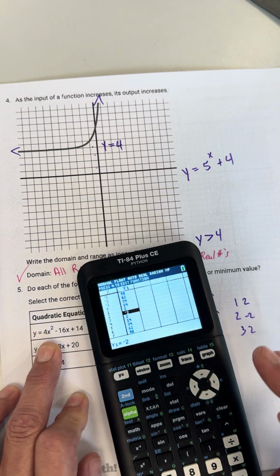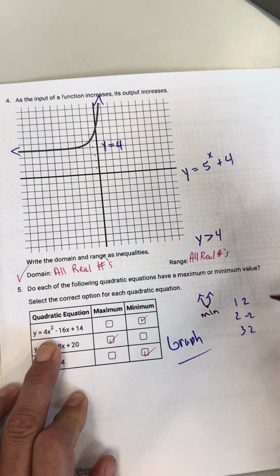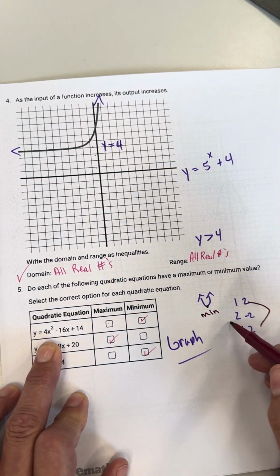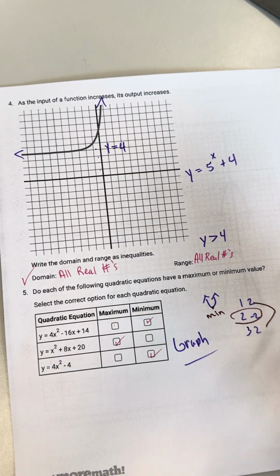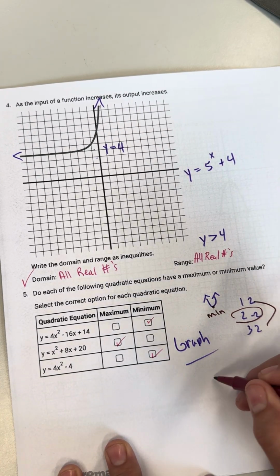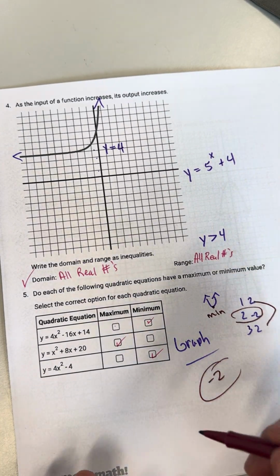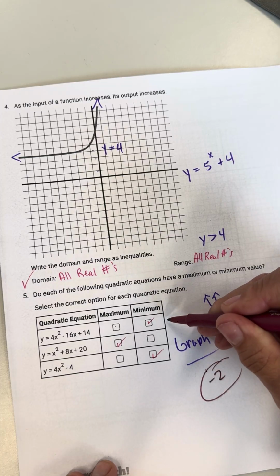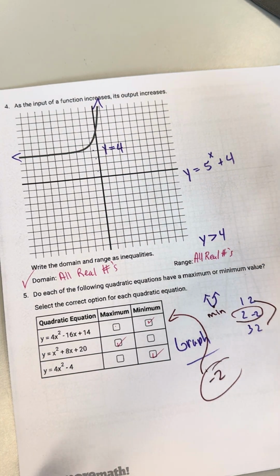So when you're using your calculator to find your vertex, you look for matching. If you're using Desmos, you just put your finger on it and it will pop up. So the minimum value would be -2 for that first one. And to find the minimum on all the others, we have to graph it.